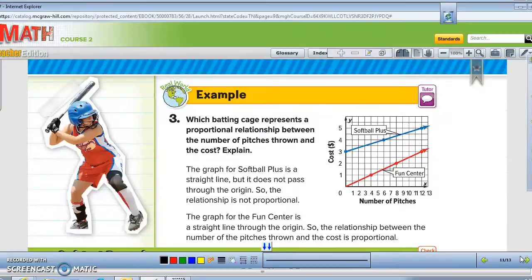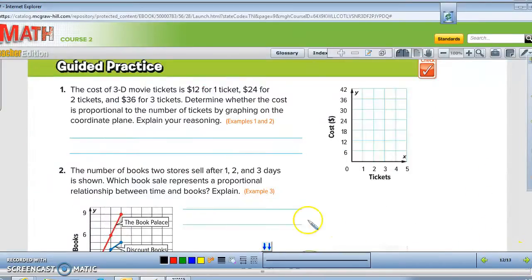On the following page, read over example 3. And then I want you to try problems 1 and 2. And we're going to start there on Monday. So again, solve those 2 problems. Be ready for Monday.